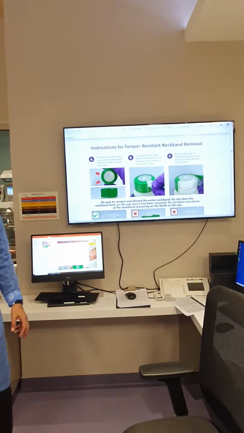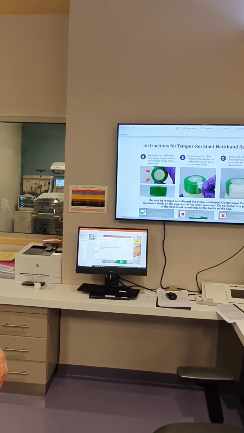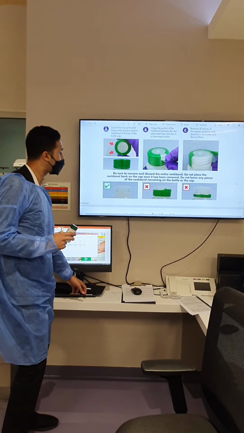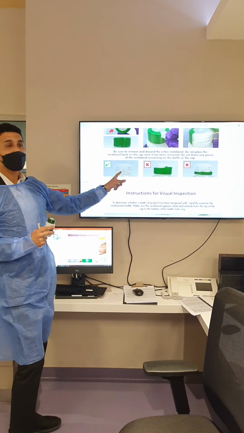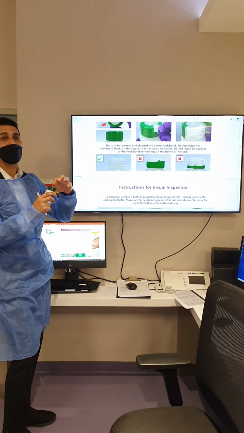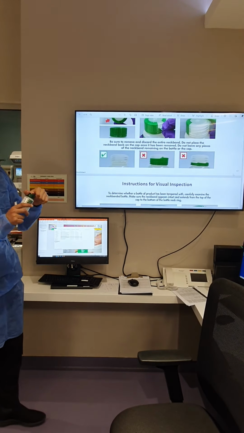So this neck band should be removed totally. You should not keep anything here. This is the right way. You should not keep anything to avoid any contamination. So this neck band should be removed totally when you use it.